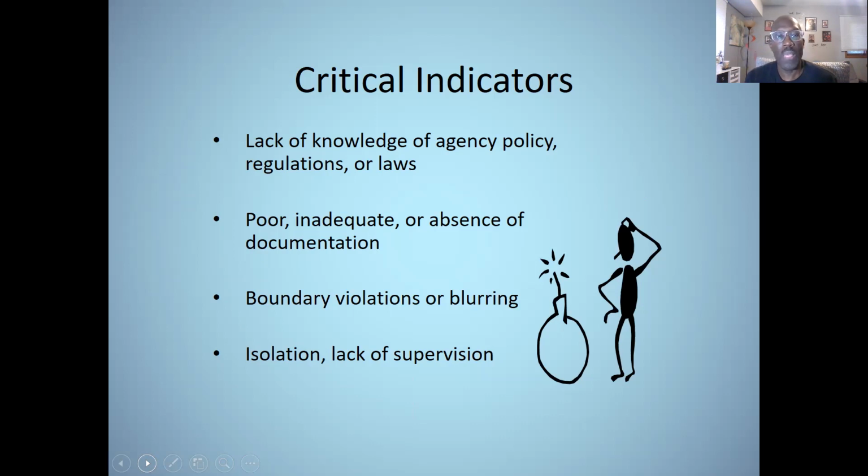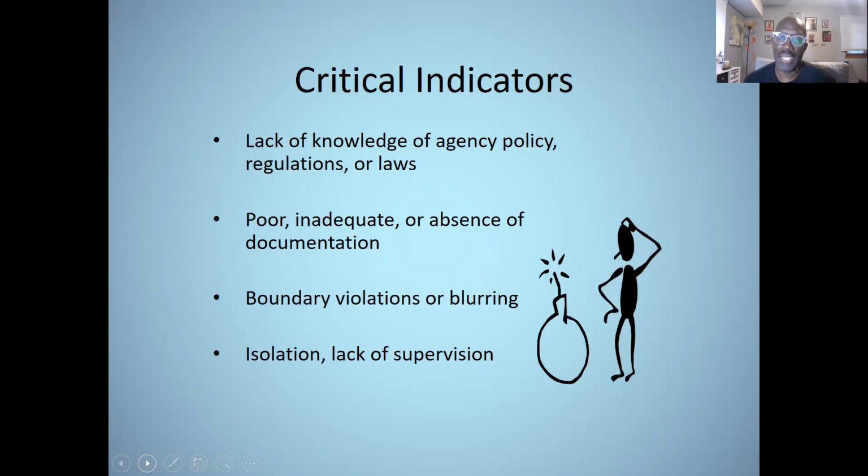Again, those boundary violations, blurring. So a rule of thumb would be, as you're working with a client, are you doing things with this particular client that you wouldn't do, let's say, in the company of your colleagues or your family? If you've got some questions about that, then it's probably you're blurring those lines. So we need to make sure that we're not doing that.